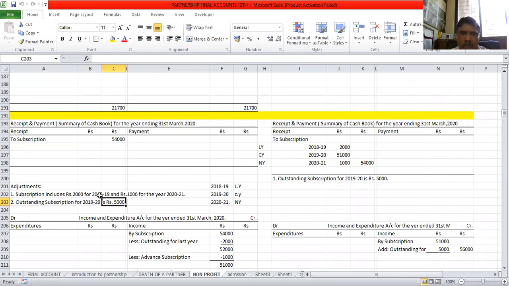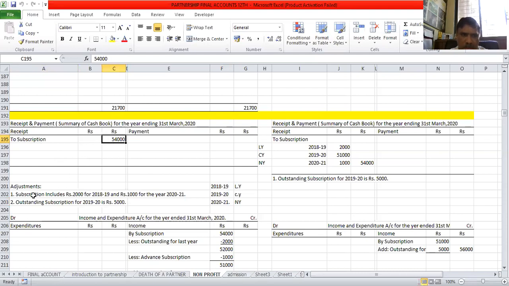So before approaching the question, we have to first clarify what is the current accounting year. My year ending is 31st March 2020. That means it starts with 1st April 2019. That means 19-20 is the current year. And before that, 18-19 we call the last year or previous year, and 20-21 will be called the next year.